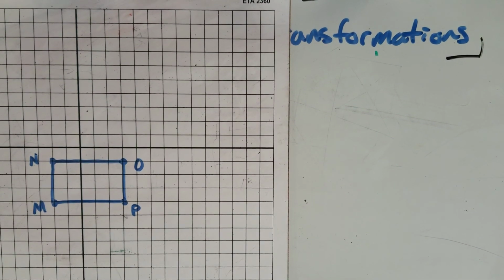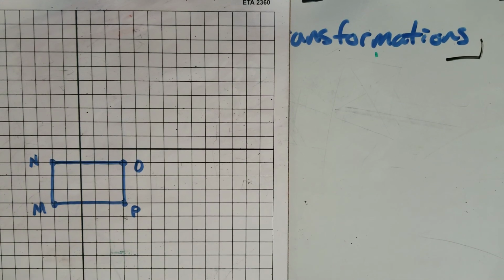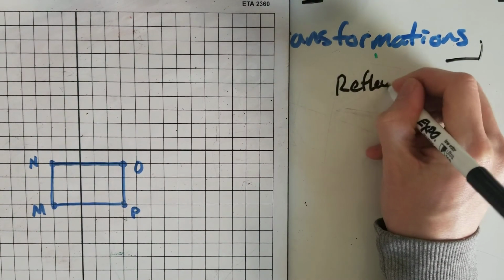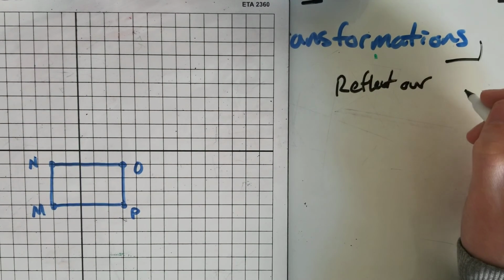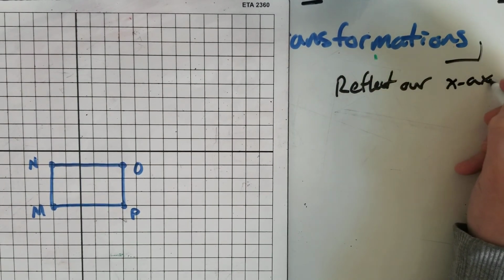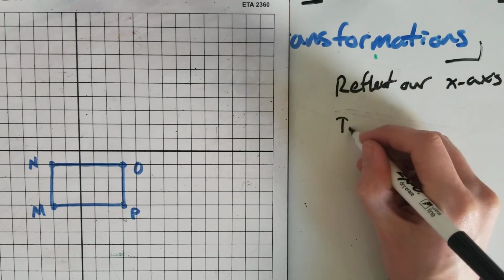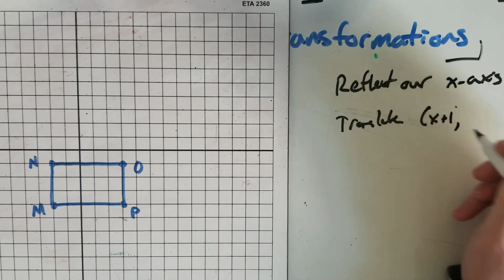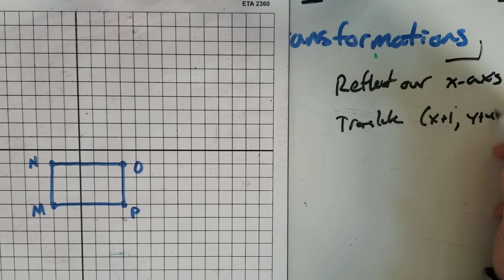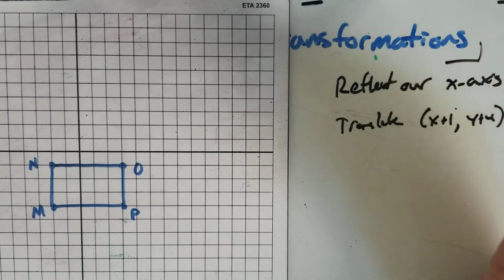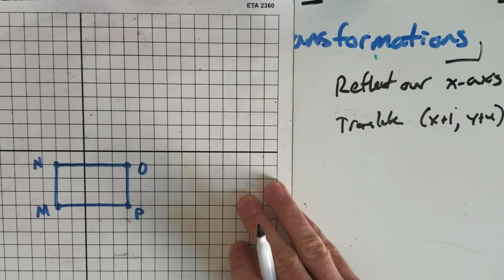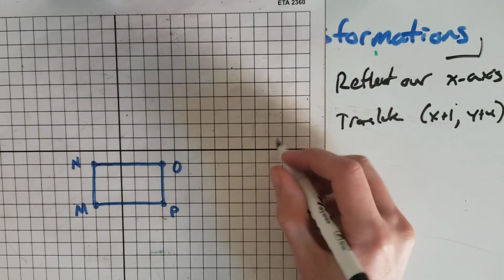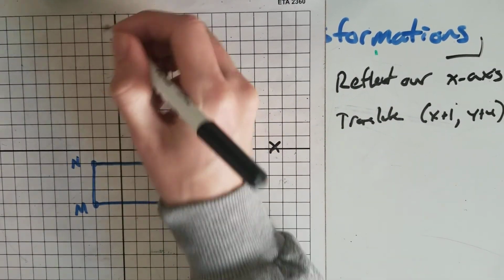Our first question: we are given this rectangle down here, and we are told to reflect over the x-axis, and then to translate by the rule x plus 1, y plus 4. So that is our transformation for this. If you're on the coordinate plane, you can do the transformation right on there. Remember, this is the x-axis, this is the y-axis.